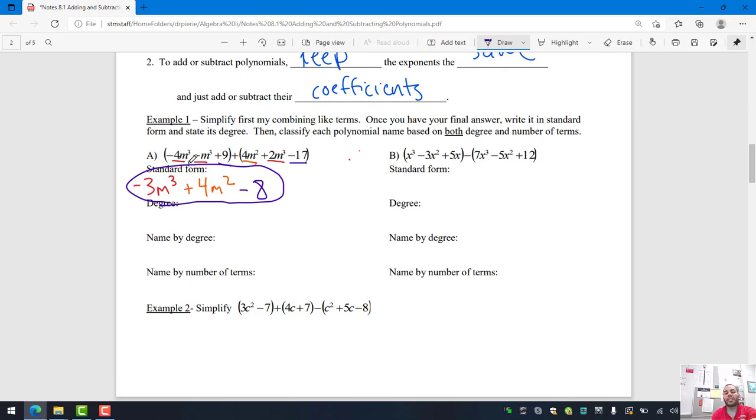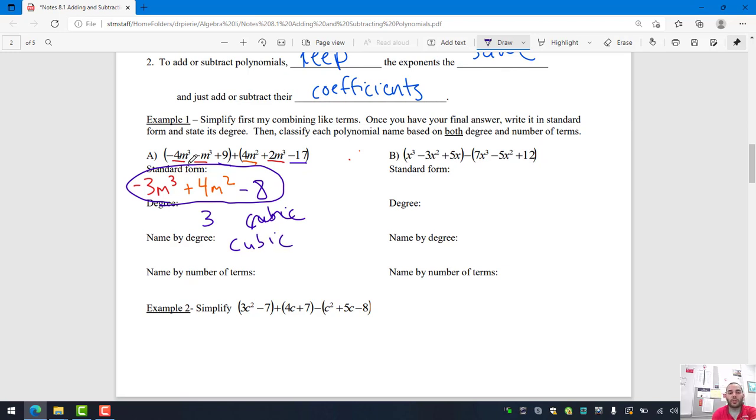Okay, so we can also classify this polynomial. What is the degree? What is the highest exponent you see in this polynomial? It looks like it's 3. The first term is 3. The degree is 3. If we wanted to call it by its name, this would be a cubic function. I'll draw that down here.